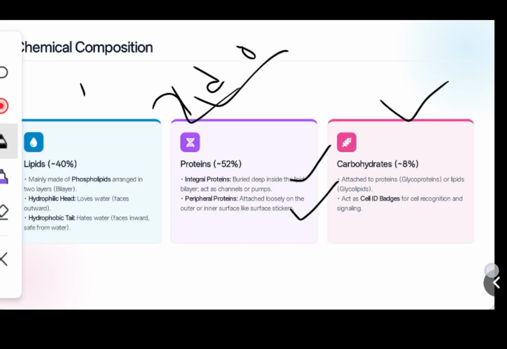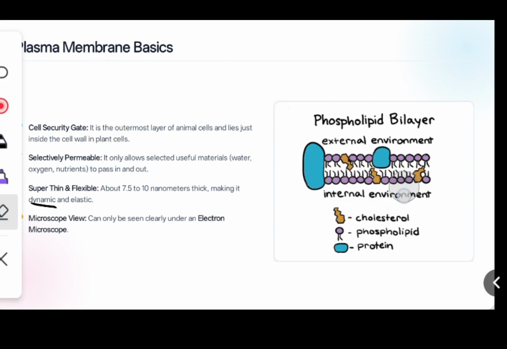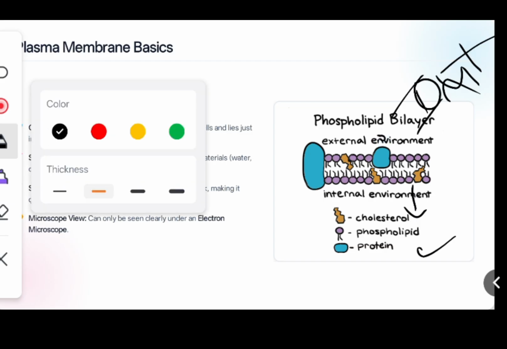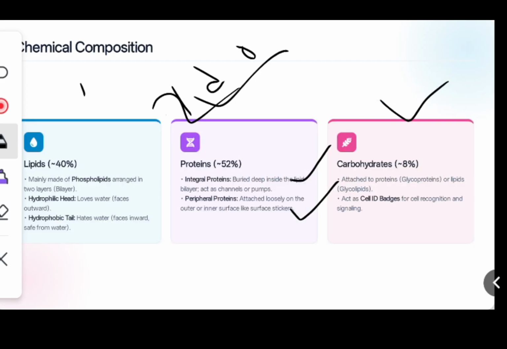Then carbohydrates. Carbohydrates attach to the proteins here, as I will explain. Generally, they are present outside or inside, I mean on the cytosolic side or the outer membrane side. Like this, they may be linked with the phospholipids or maybe proteins. That is known as the carbohydrates.